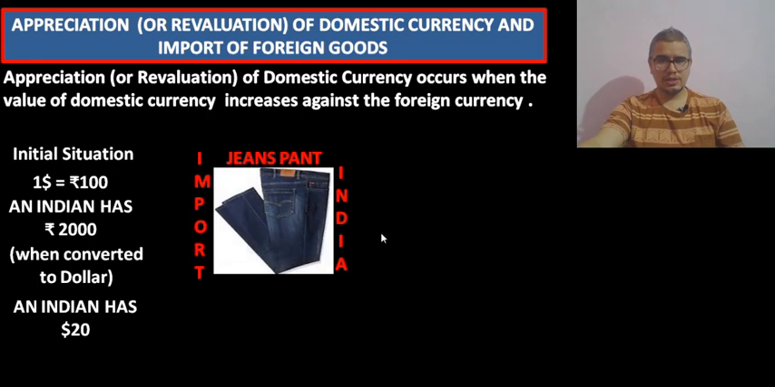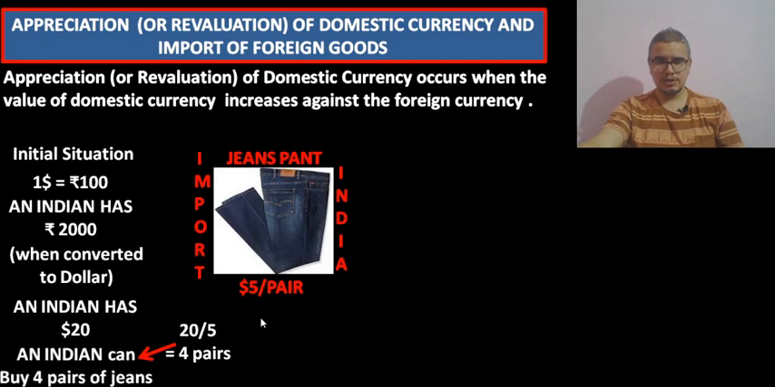Okay, Indian is importing jeans pant from USA and the price of jeans is $5 per pair as it was in the earlier example. Now with this $20 entirely spent on purchasing jeans, this Indian can purchase 4 pairs of jeans. Thus the import by an Indian is 4 pairs of jeans. He is purchasing 4 pairs of jeans from USA. That means he is importing 4 pairs of jeans.